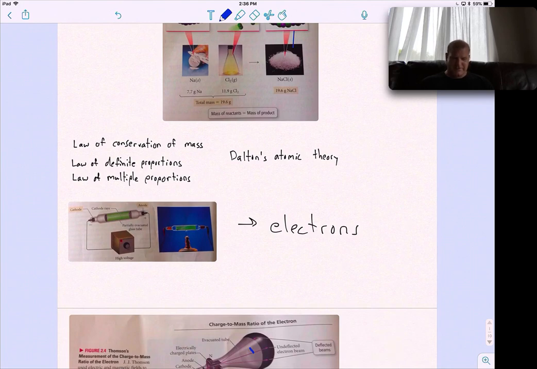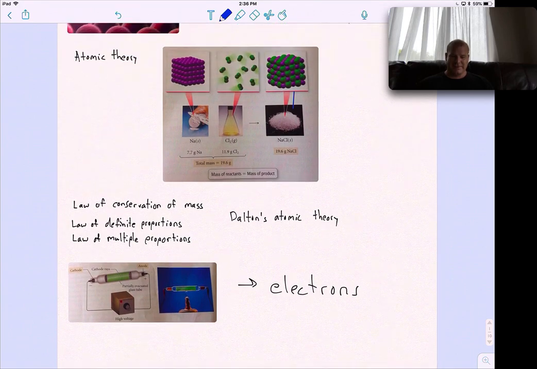Okay, so Dalton took these ideas and he formed his atomic theory. His atomic theory is that elements have a smallest unit called an atom, and compounds just have different atoms in them of different elements. And so the idea is that chemical reactions are exchanging of atoms.